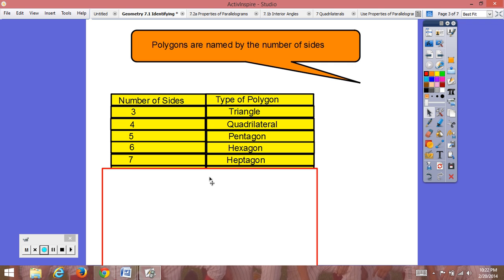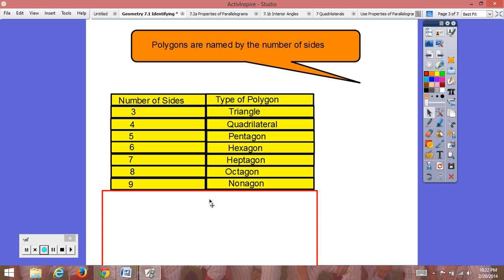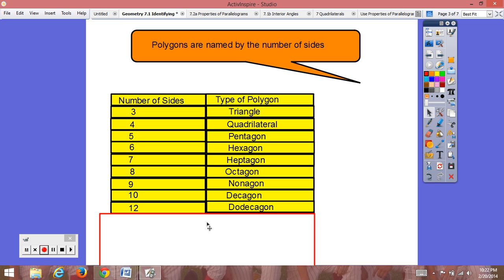7 will give us a heptagon. 8 sides give us an octagon. A 9-sided figure is a nonagon. 10 sides is a decagon. 12 sides is a dodecagon. And if we have n number of sides greater than 12, we call it an n-gon. So for example, if we had a 16-sided figure, we would just call it a 16-gon.